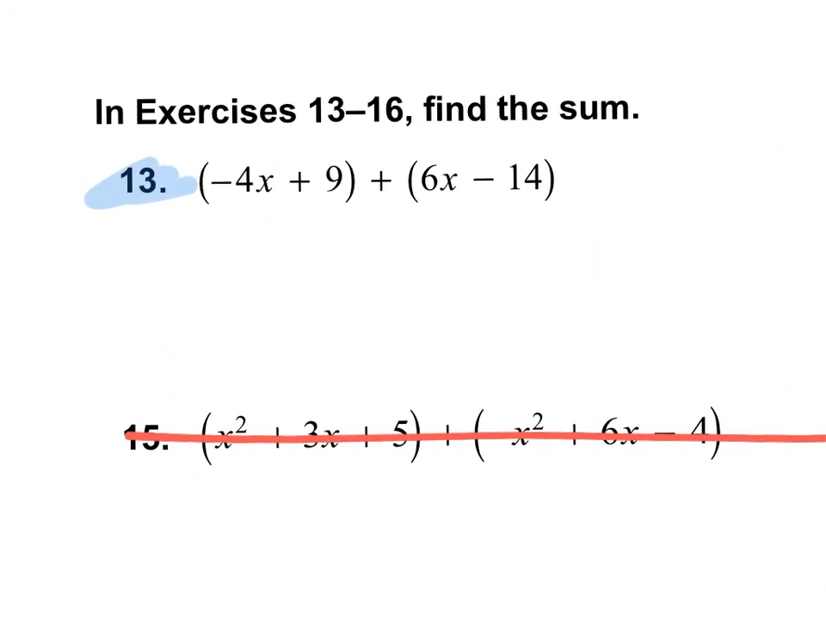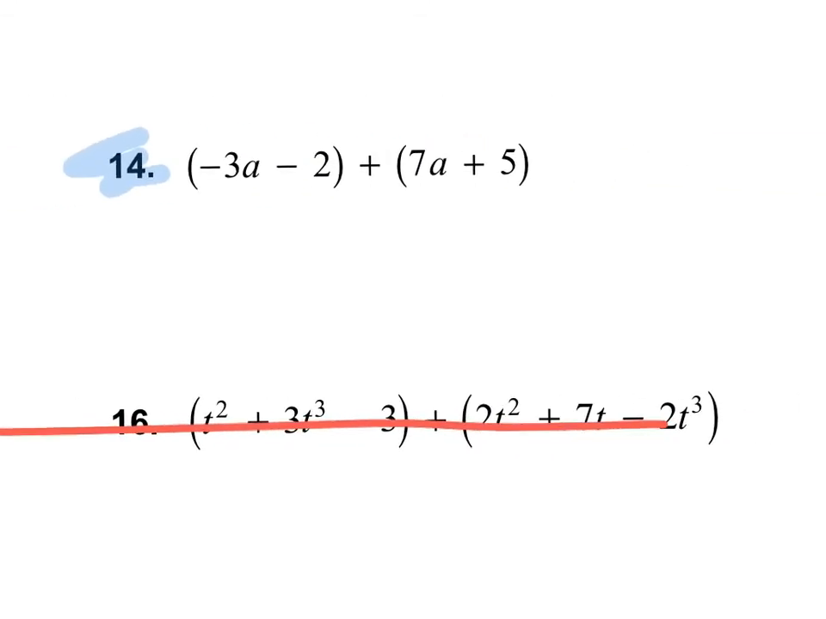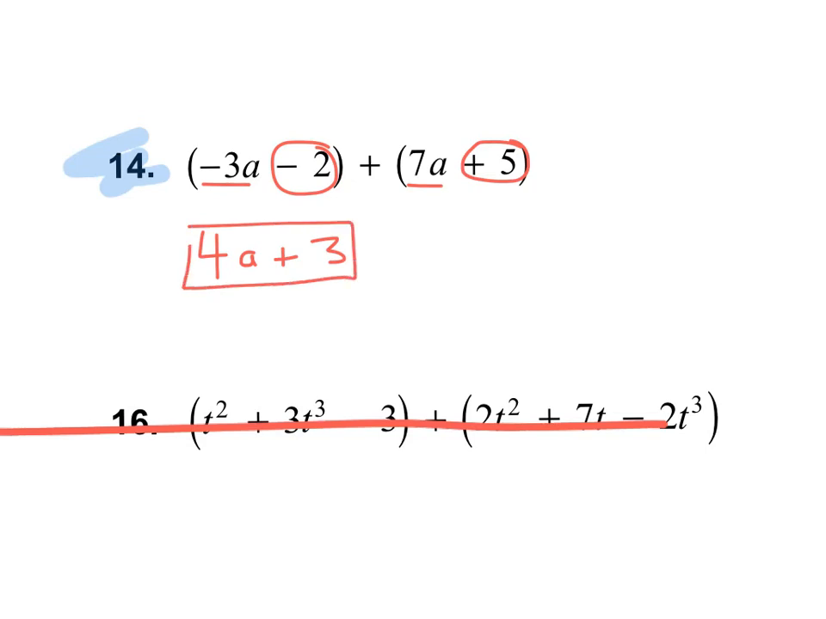All right, for 13, I have a plus sign in the middle, so I'm just combining like terms. So negative 4x plus 6x is positive 2x, and positive 9 minus 14 is negative 5, so minus 5. All right, 14. Again, I see a plus sign in the middle. So nice, easy combining like terms. Negative 3a plus 7a is 4a. And negative 2 plus 5 is plus 3 for my final answer.